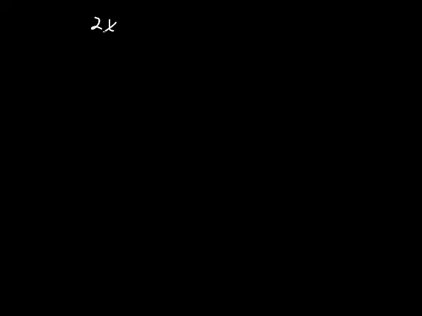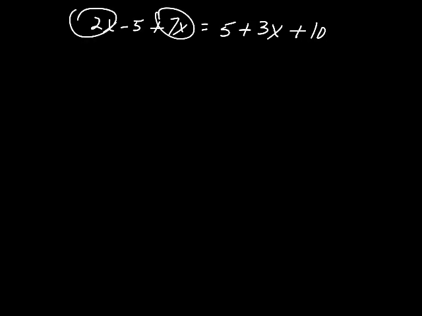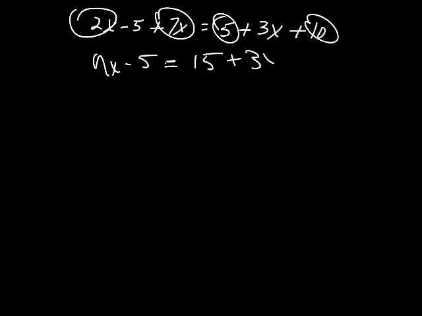So 2x minus 5 plus 7x equals 5 plus 3x plus 10. Alright, so let's combine like terms. We have a 2x here and a 7x, so that'll give us 9x. We've got a 5 and a 10, so that gives us a 15. Alright, let's move our constant. Let's move this 5 over, so it's together with the 15. So that goes away.